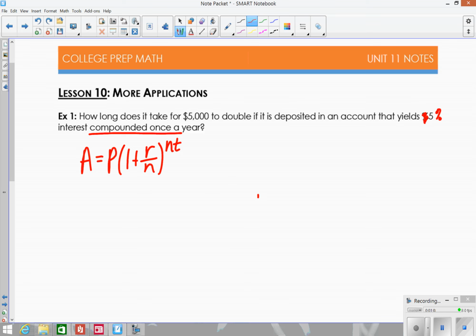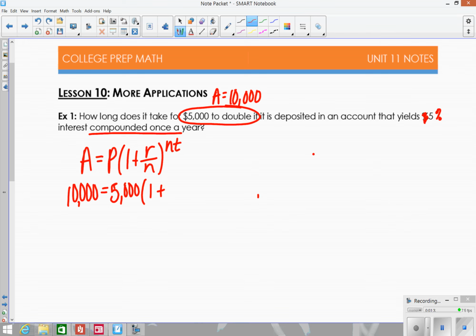So in this case, we're looking at how long it's going to take. So we're trying to find t. How long does it take means find t. And we're trying to double $5,000. So that tells me that A has to equal $10,000 because I'm trying to double it. So I'm going to go ahead and plug in 10,000. My principal is still the original amount, which is 5,000.